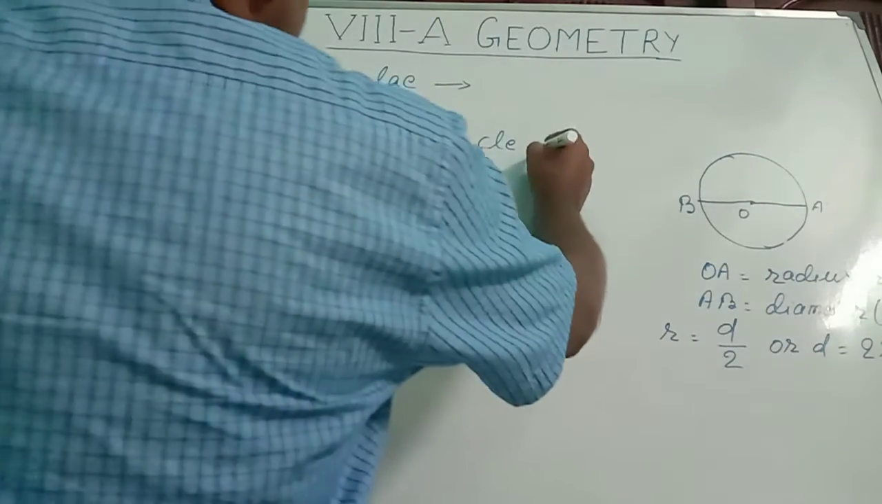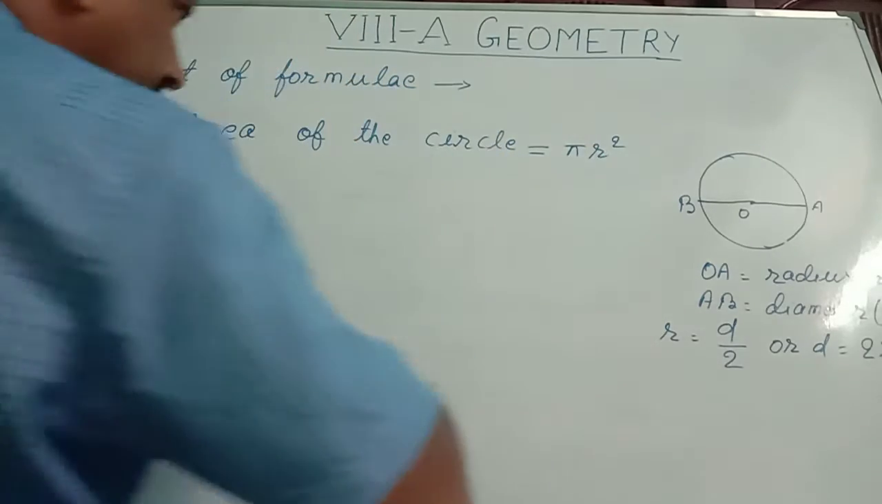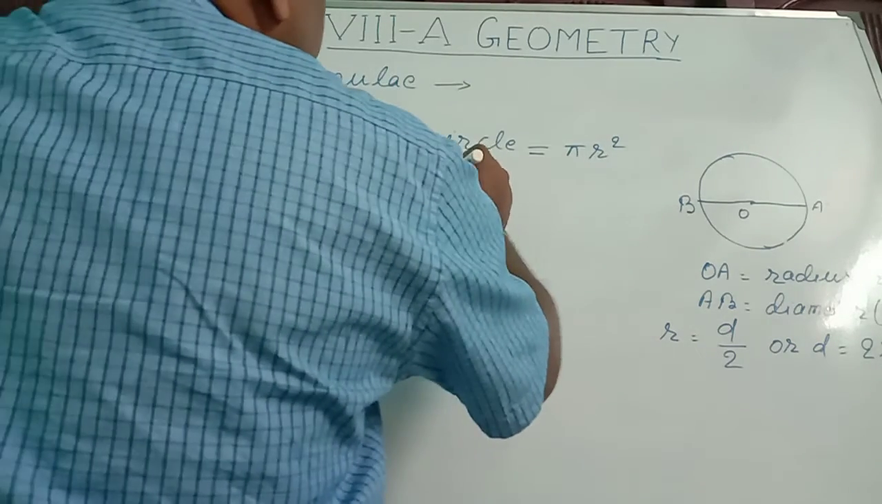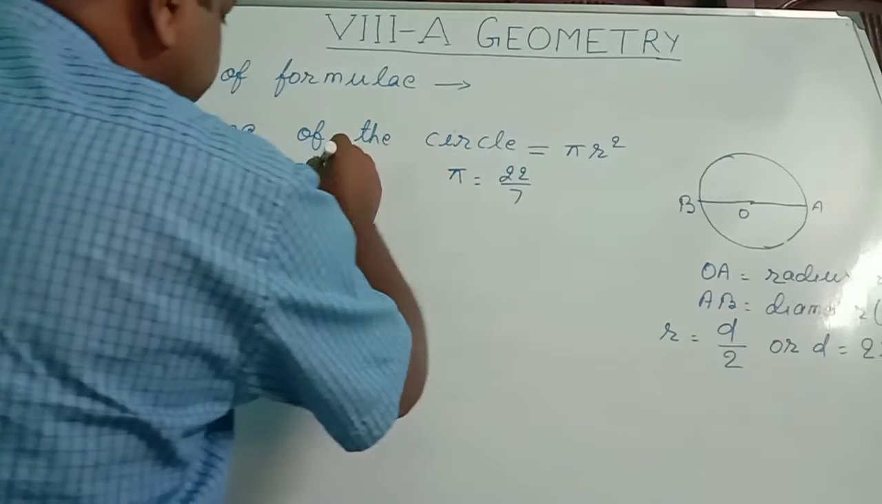Now the area of the circle is equal to pi r square, where pi equals 22 by 7.